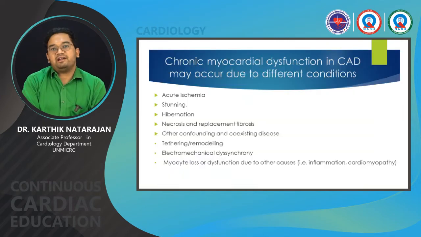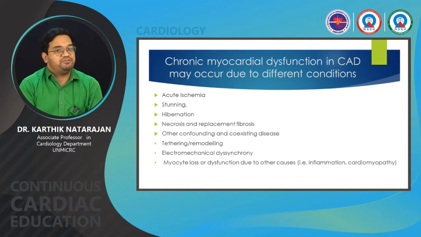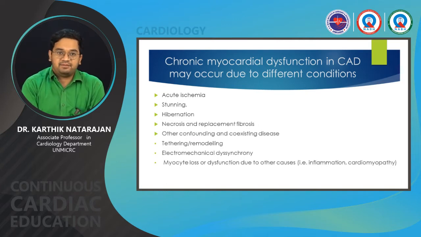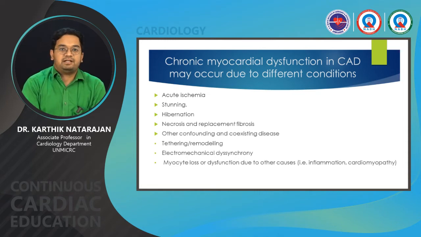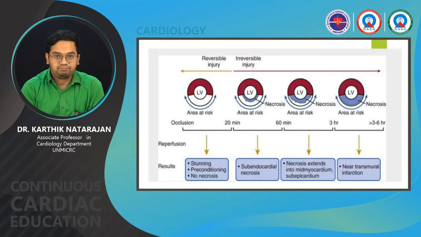So chronic myocardial dysfunction in CAD may occur due to different conditions. It could be acute ischemia, it could be stunning, hibernation, necrosis and replacement fibrosis, other confounding and coexistent disease like tethering or remodeling, electromechanical dyssynchrony, myocyte loss or dysfunction due to other causes like inflammation and cardiomyopathy.